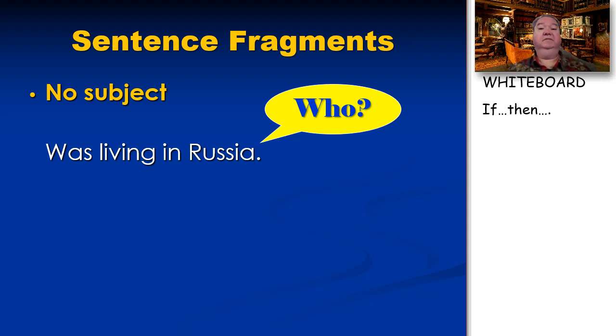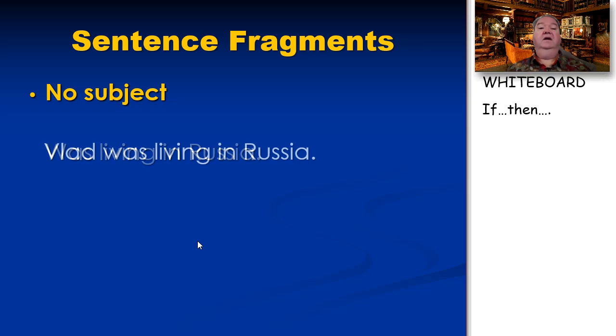We add the subject. Vlad was living in Russia. Now, the subject, Vlad, was living, verb, in Russia. Vlad was living in Russia. Now we have a complete sentence. So if it's missing a subject, add a subject.